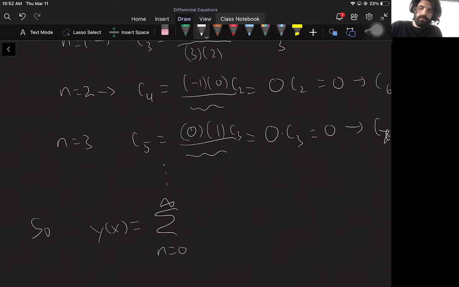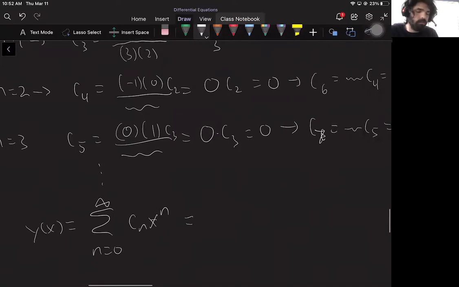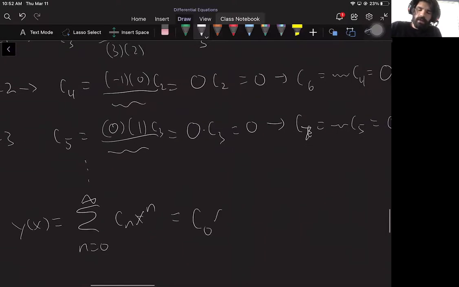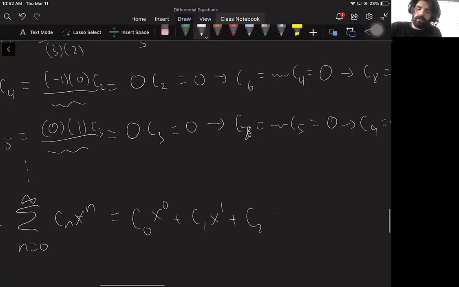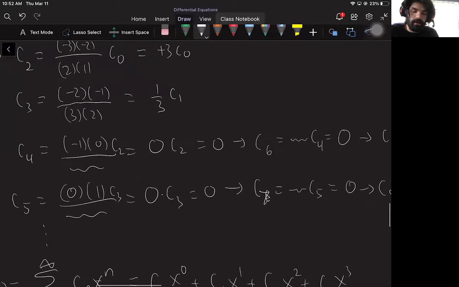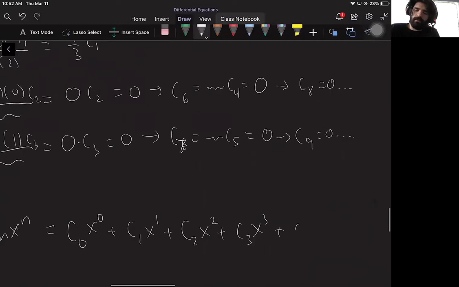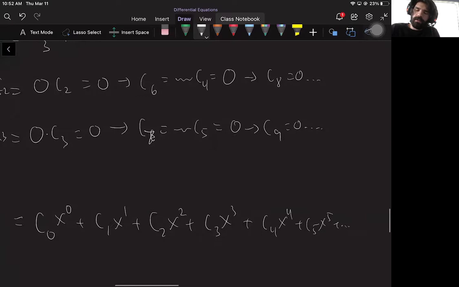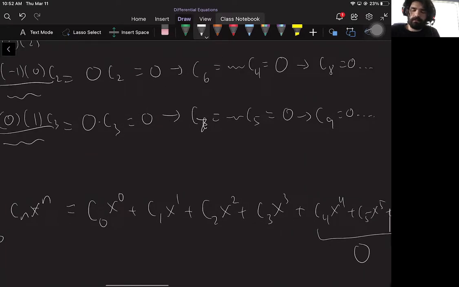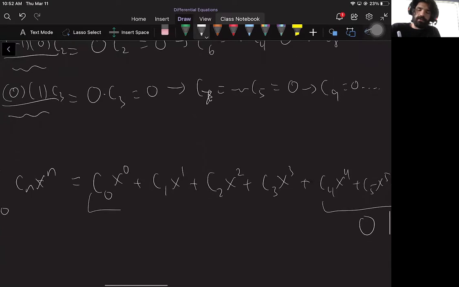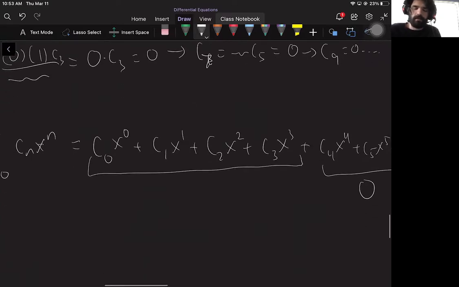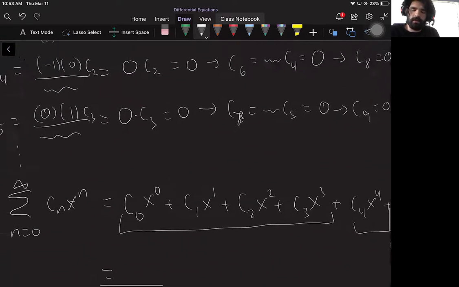So now we go back to what we started with and we plug in what we know. C0 x to the 0 plus C1 x to the 1 plus C2 x to the 2 plus C3 x to the 3. But then after that, it's going to be 0: C4 x to the 4, C5 x to the 5, and so on. These guys are all just 0. So our answer is just this, but we're going to rewrite the ones we know in terms of the previous ones.